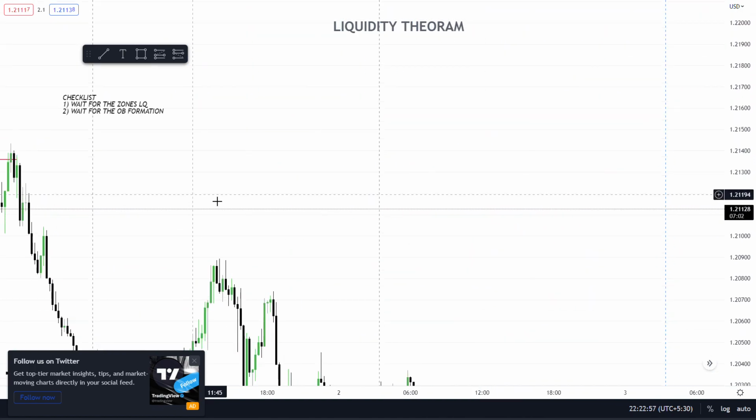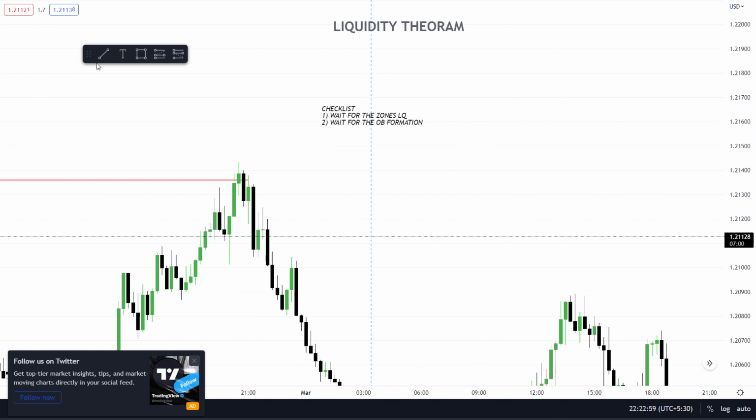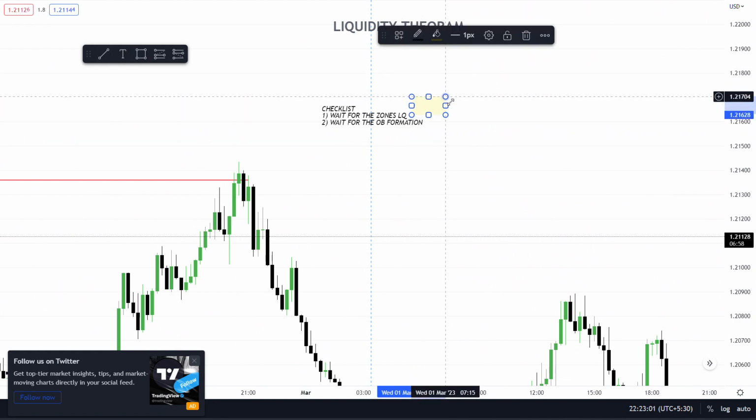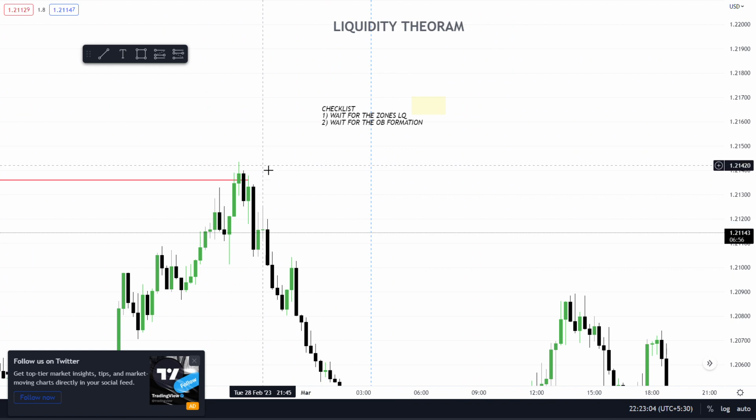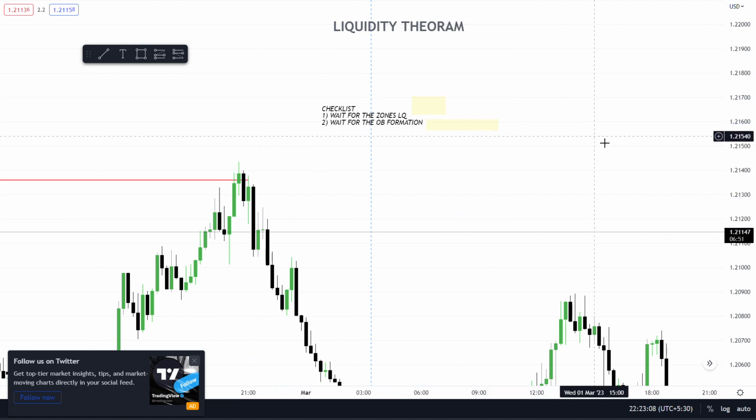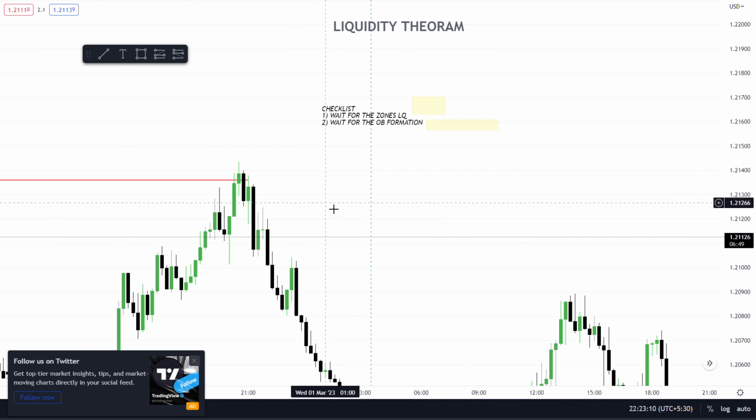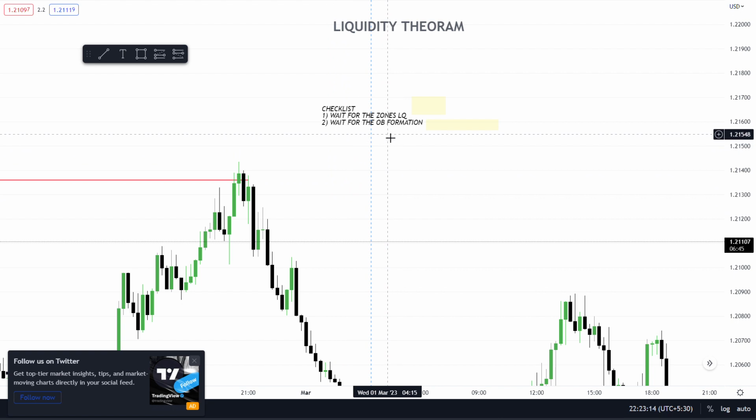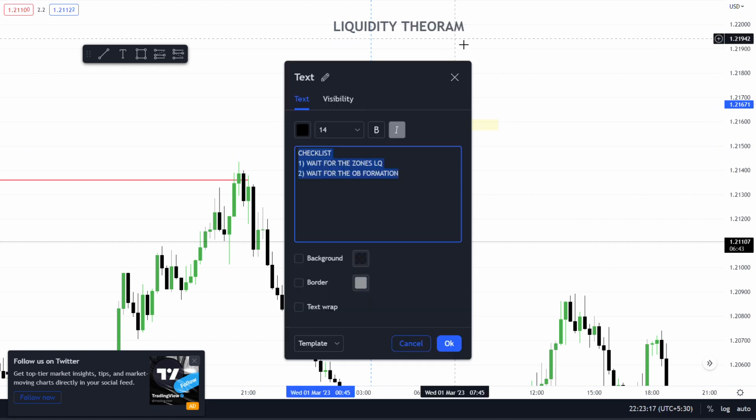See, is the checklist valid? The first point is valid, so let's tick the first point. The liquidity has been taken, and we should wait for our OB confirmation. What is OB confirmation? It means we should wait for the imbalance to be formed on the 5 minute or 15 minute time frame. Imbalance should be formed on the 5 minute or 15 minute.